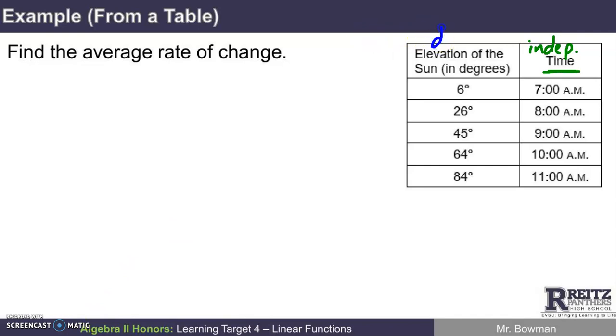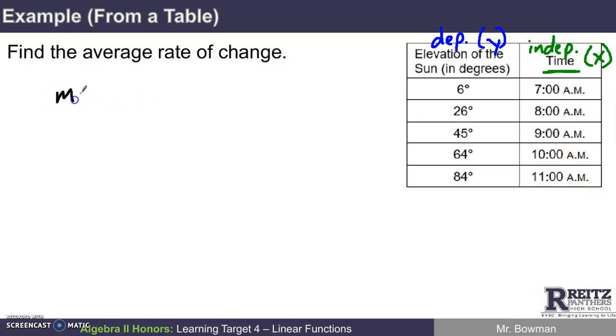The dependent variable, or in other words like our y, is the elevation of the sun. In this scenario, if we're recording the elevation of the sun in degrees at given times, we're not trying to measure what time it is by looking at the sun, although I suppose if you were really talented you could. We're trying to determine what the elevation of the sun is depending upon what time it is.